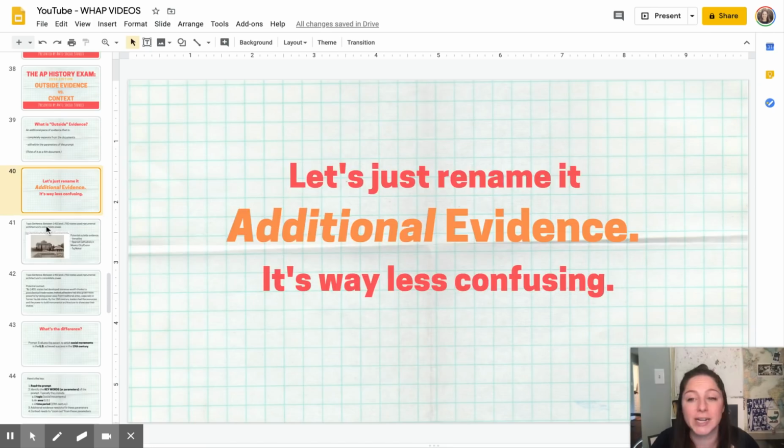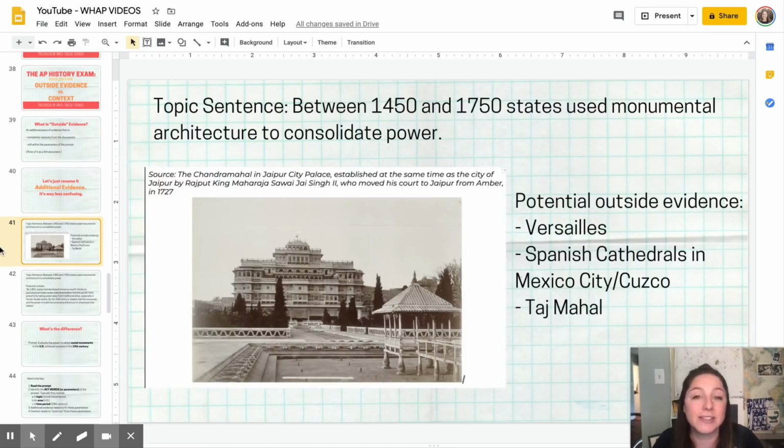So let's just look at an example of outside evidence. Let's say this was my topic sentence for a body paragraph. And I wanted to argue that between 1450 and 1750, states used monumental architecture to consolidate power. And I'm going to use this document that was given to me by the College Board of this palace that was built by a Rajput king. He moved his court there, meaning all the noble people that serve him would move with him. Great, I'm going to use that to answer this prompt, and that would get me credit for using the document.